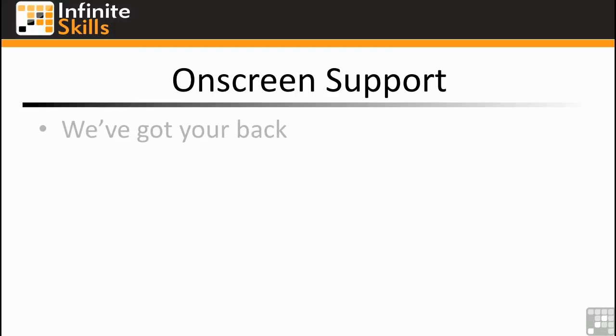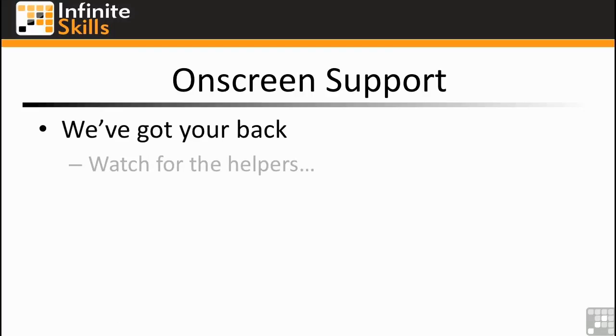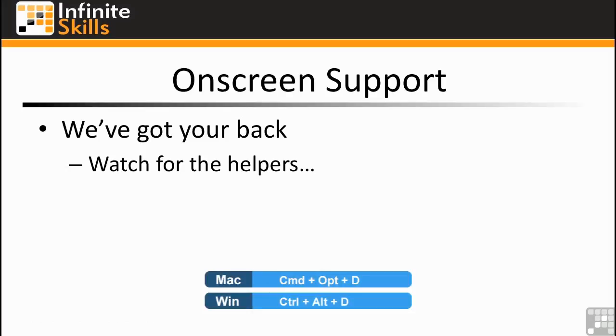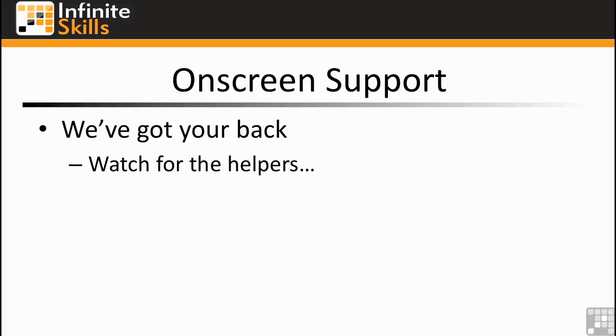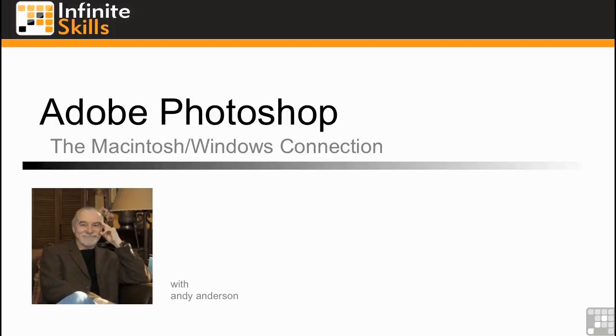On-screen support. Tell you what, we got your back. Watch for the helpers. For example, I tell you to press Command-Option-D. Now, that would be the way I would do it on a Macintosh, but in Windows, it would be Control-Alt-D. You'll see something like this come up to help you out. If it's just a single press, for example, the letter D on your keyboard when pressed in Photoshop will default your foreground and background colors to black and white. You'll see something like this come up. We got your back here. We're going to help you out as much as possible putting all of this together.